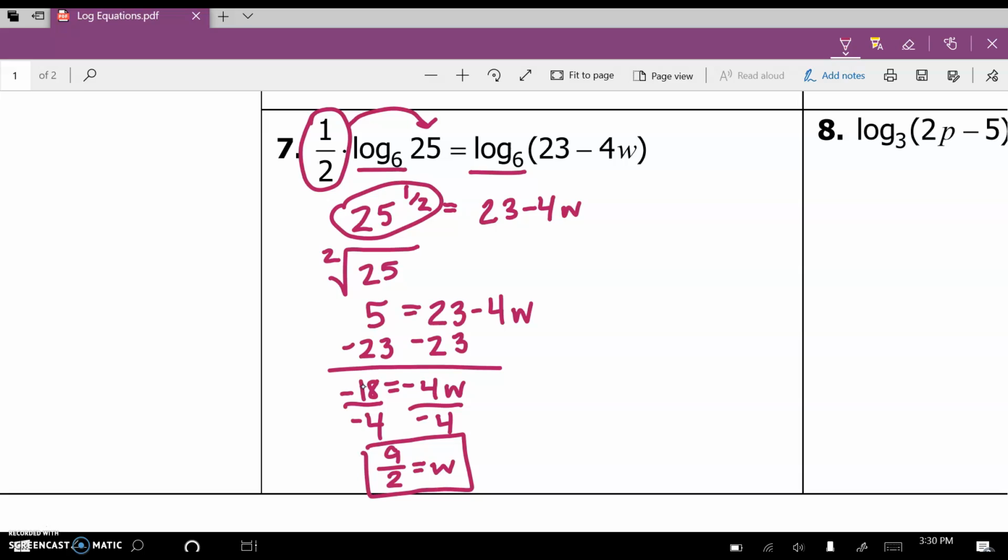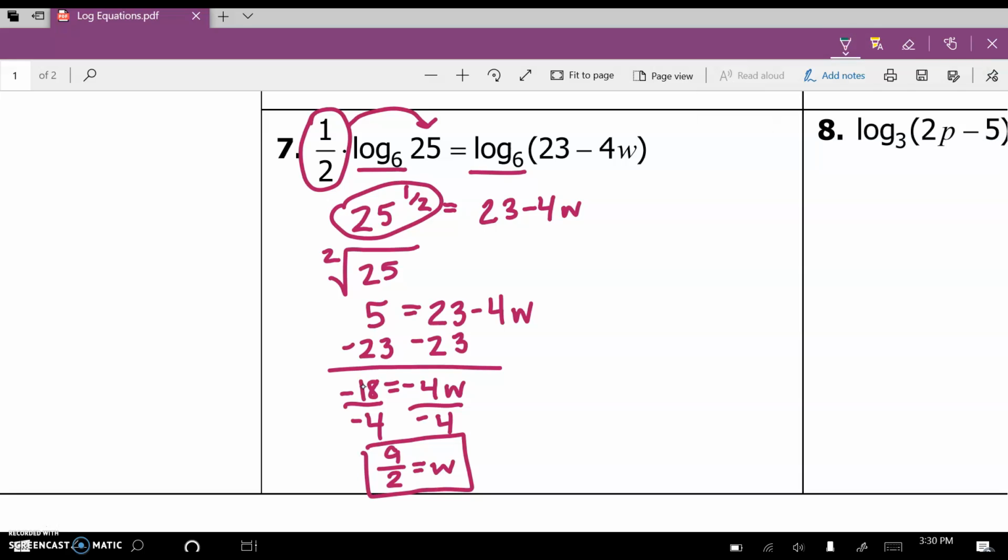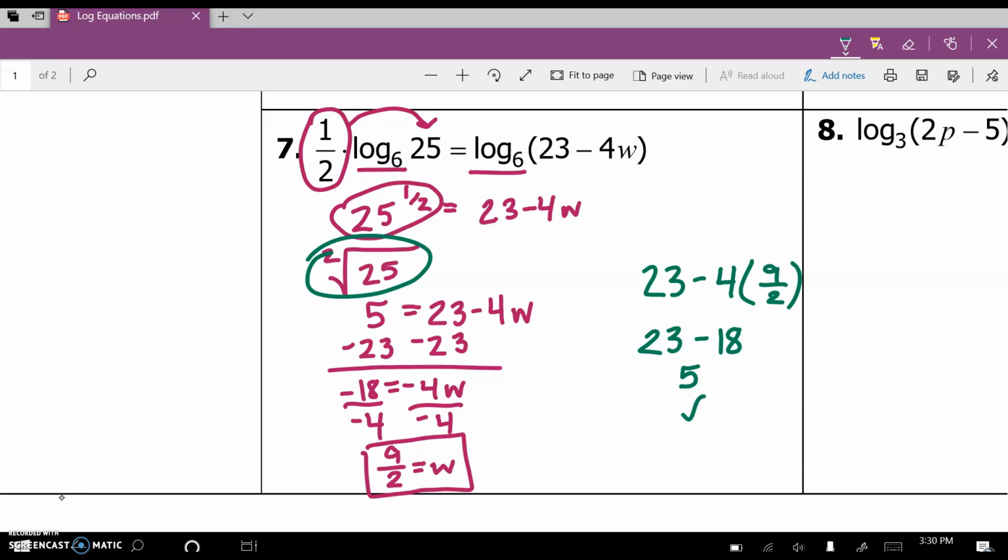Now again, I need to plug in and make sure that everything ends up okay. So I don't have any variables on the left side, but I do have one on the right side. So I've got 23 minus 4, and then I'm going to plug in 9 over 2. So 4 times 9 is 36, and 36 divided by 2 is 18. Now 23 minus 18 is 5. And we know that the square root of 25 is also 5, so our math checks out.